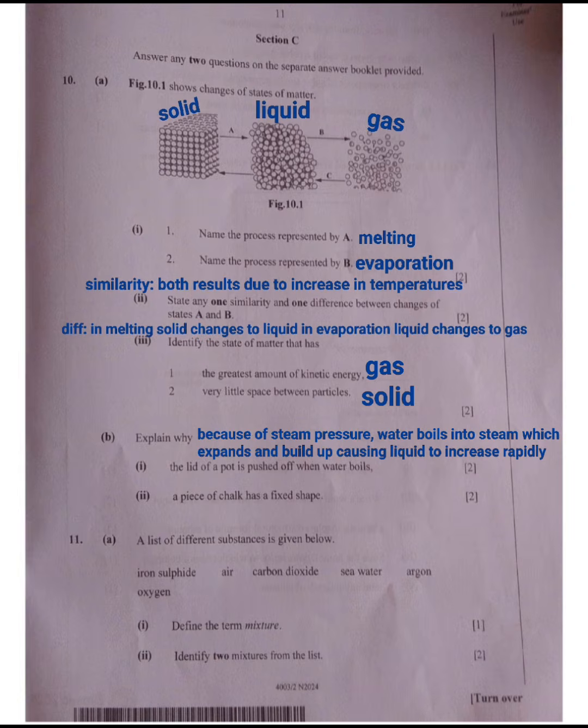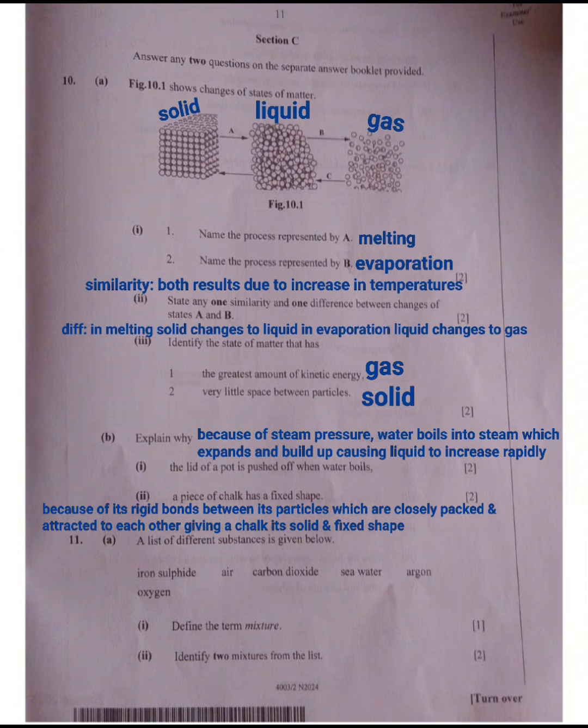And then on part 2, explain why a piece of chalk has a fixed shape. So a piece of chalk has a fixed shape because of its rigid structure. Chalk is a solid that is going to maintain its shape due to the rigid bonds between its particles. The particles are closely packed and strongly attracted to each other, giving chalk its solid and fixed shape. So that was all about number 10 in November 2024.